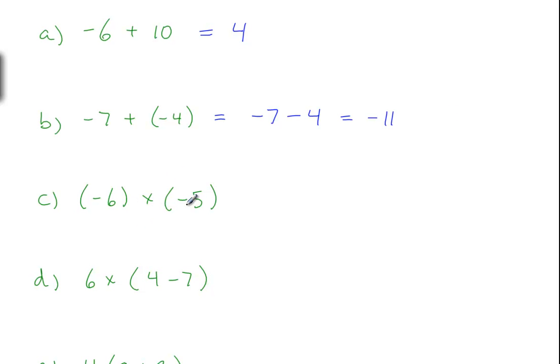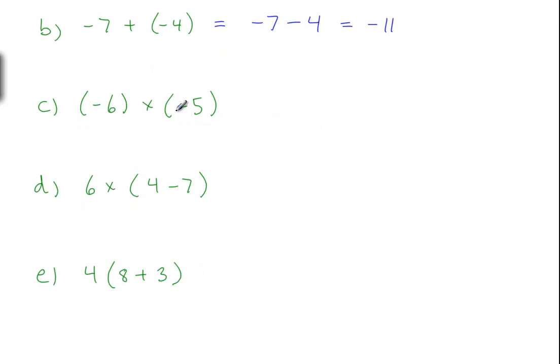C, negative 6 times negative 5. Okay, we're only doing one operation here, so we can focus on that operation. Negative 6 times negative 5. Well, a negative times a negative is a positive, and 6 times 5 is 30. So we're actually left with the value of 30.